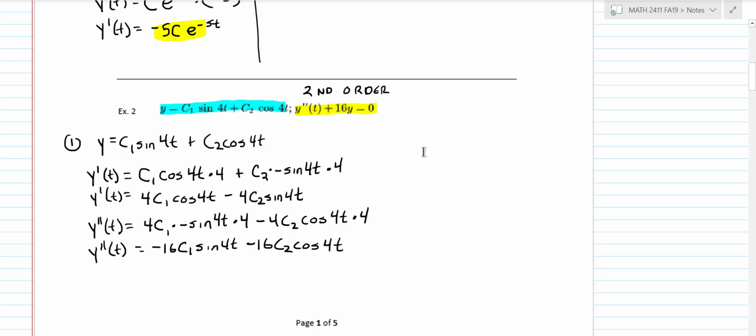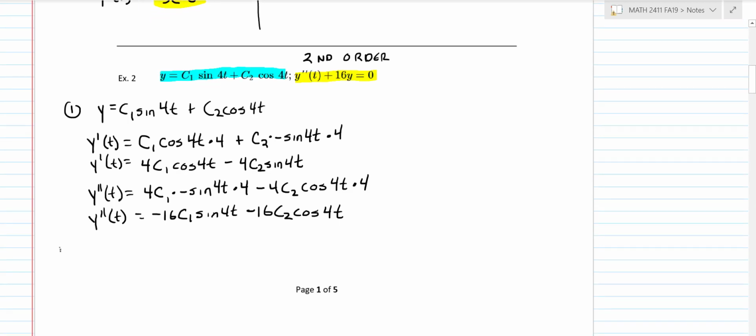All right, so we start by doing the second derivative. And then the second step is we're going to plug into the differential equation and see if it checks. Okay, so the differential equation is second derivative of y plus 16 times the function y equals 0. All right, so what we're going to do is this. The second derivative is this thing, so we're going to plug that in. The y is the function that we're trying to check, so that's going to plug in right there.